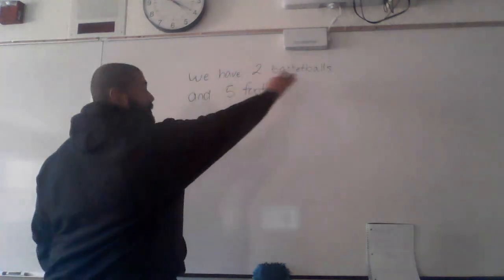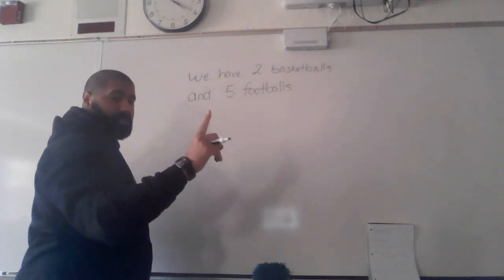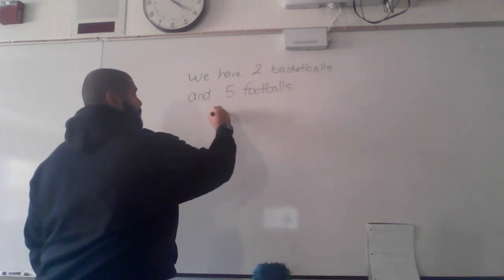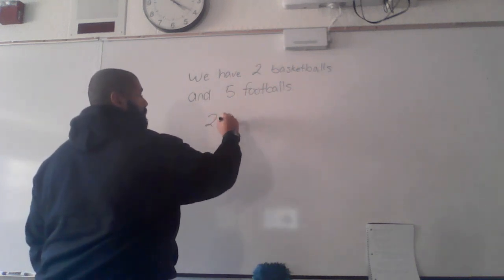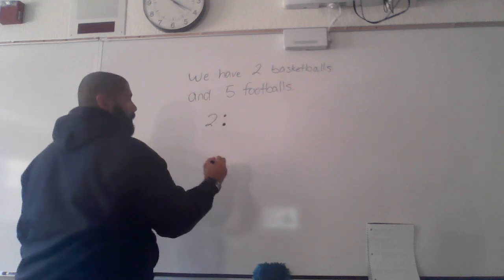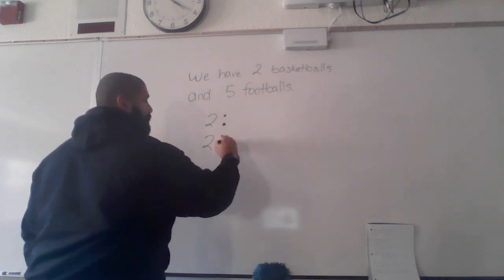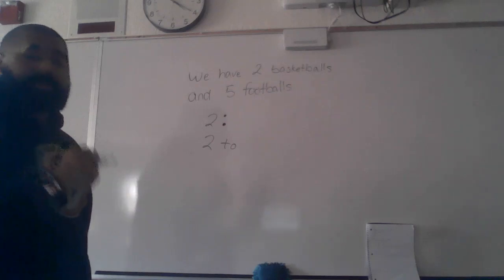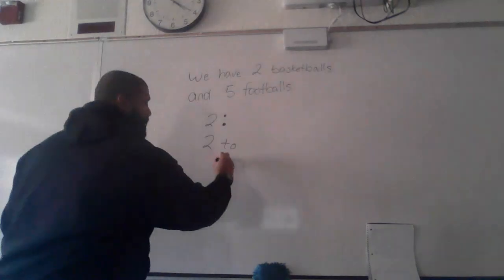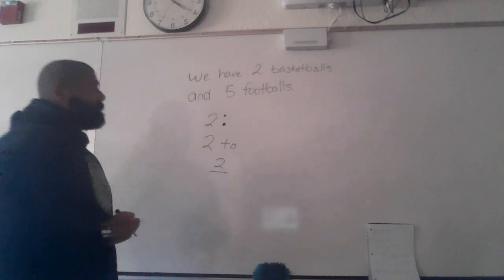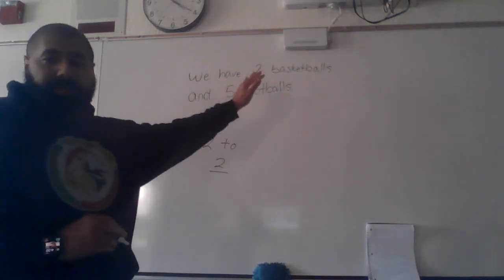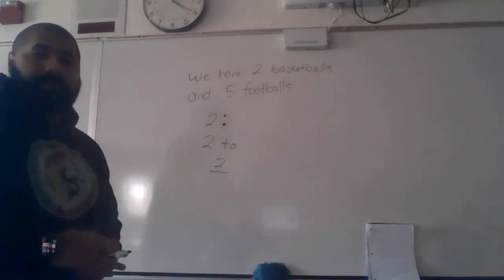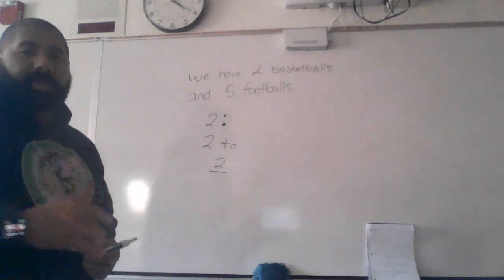So we know we have two basketballs, and that's our first number, right? So we can write 2 in front, we can write 2 here, or like we said earlier, 2 is going to be on top of your fraction, right? So you can have a 2 here, okay? So we know how many basketballs we have. Now we get to our next part, right? We have 5 footballs, okay?